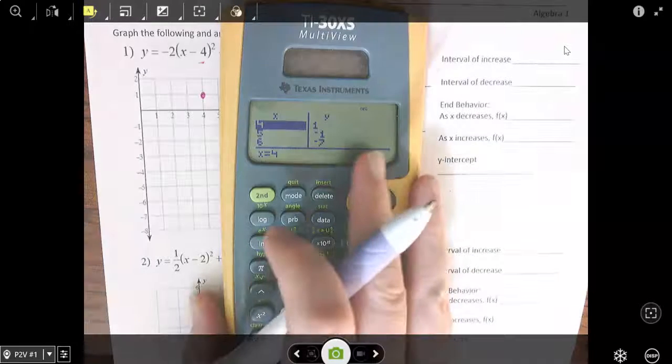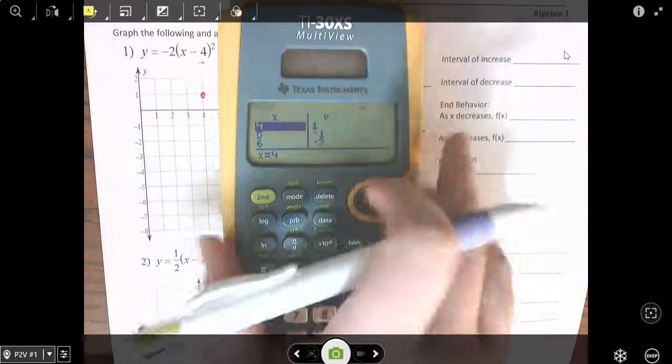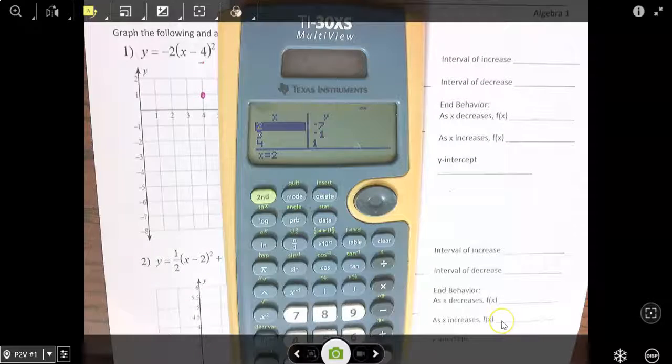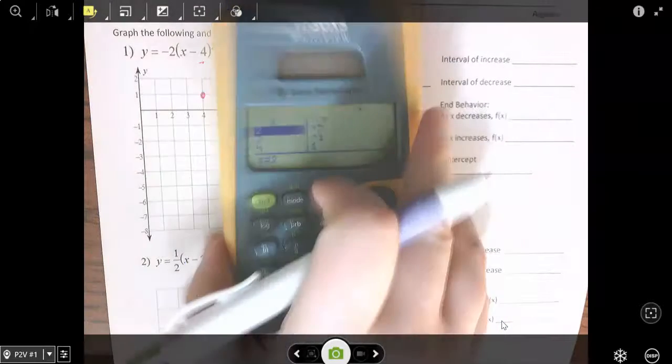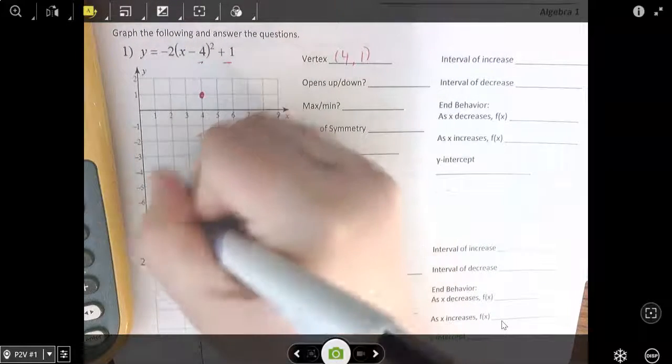The vertex is (4, 1). You want 2 points on either side of that vertex. So 2 points on this side would be (2, -7).